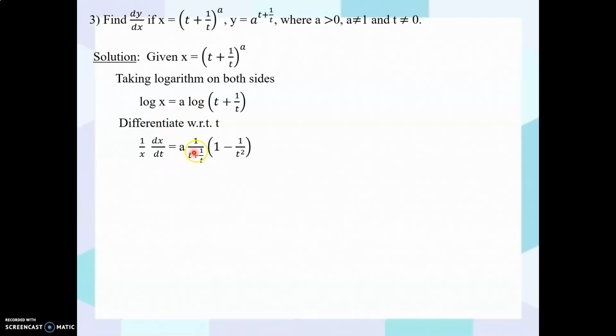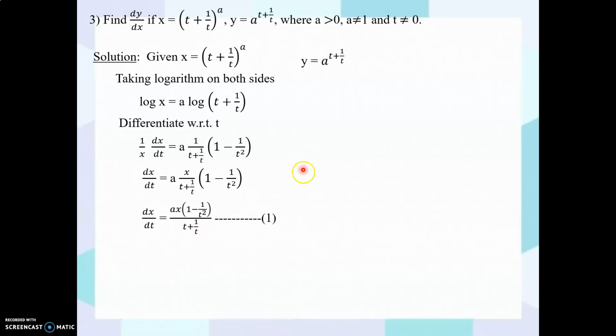A is a constant, so a into log x derivative is 1 upon x. So in the place of x it is t plus 1 upon t, and you have to take the derivative of t plus 1 upon t, that is 1 minus derivative of 1 upon t, which is minus 1 upon t square. So dx upon dt is equal to, cross multiplying, ax upon t plus 1 upon t into 1 minus 1 upon t square. So dx upon dt is equal to ax into this function upon t plus 1 upon t.